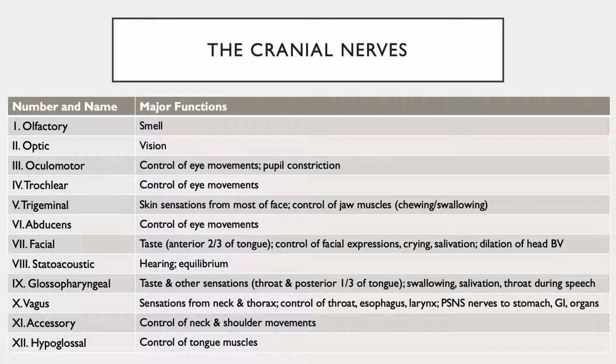The accessory cranial nerve is nerve number 11. It helps with control of neck and shoulder movements. Lastly, the hypoglossal cranial nerve number 12 helps with the control of tongue muscles.